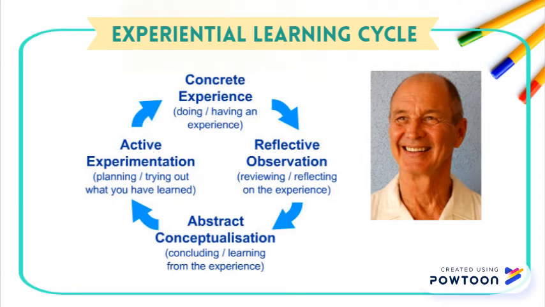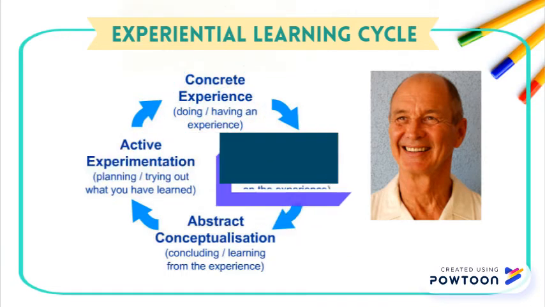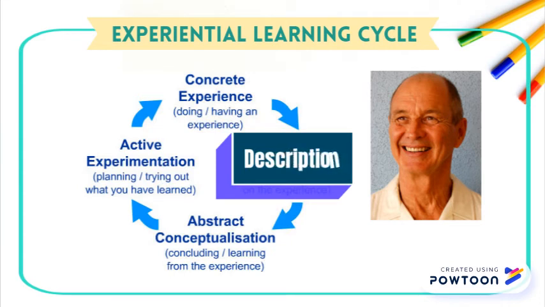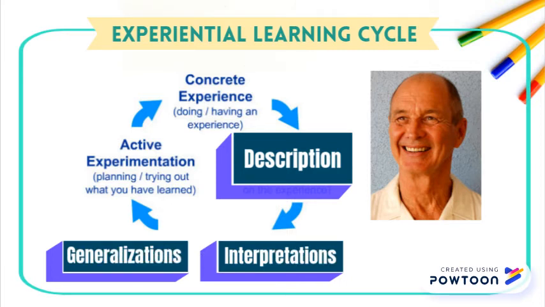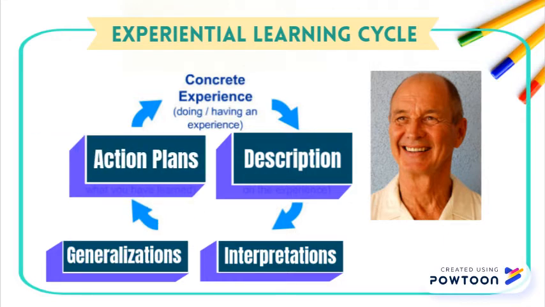Each iteration of the cycle starts with a concrete experience. Then we move to reflective observation, which we will call description. Next, we move into abstract conceptualization, which we will divide into interpretations and generalizations. The following step is active experimentation. We will call these action plans. Finally, the process of reflection finishes and starts again with another concrete experience.